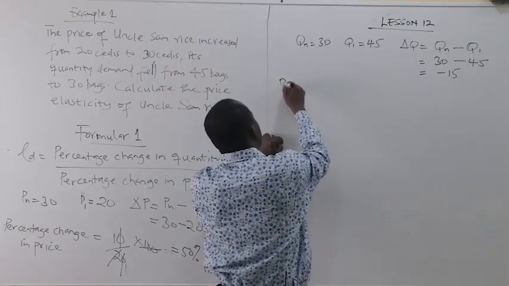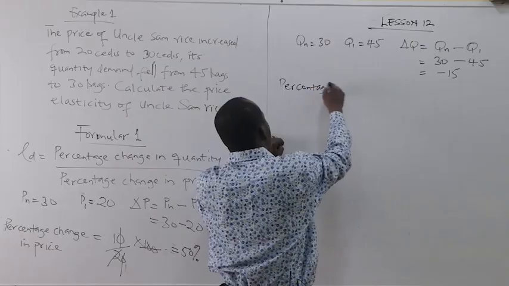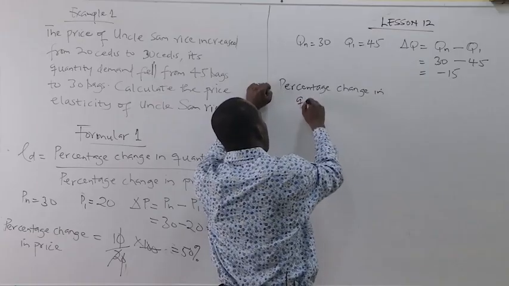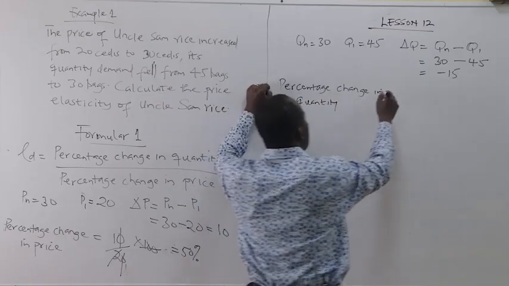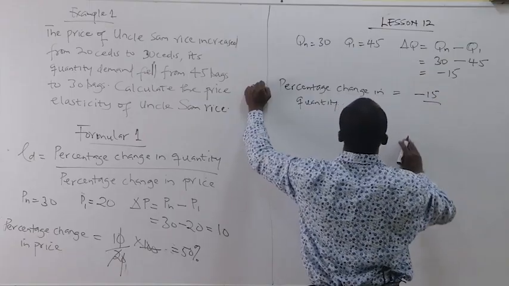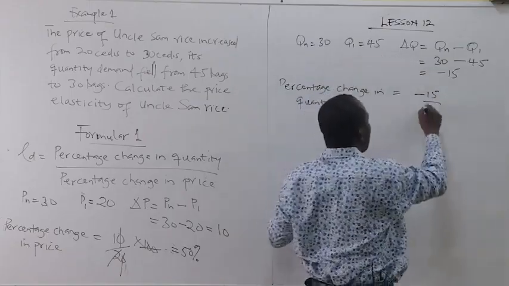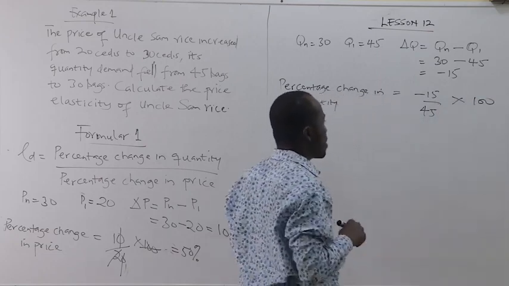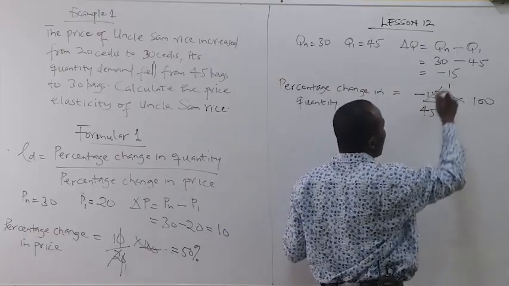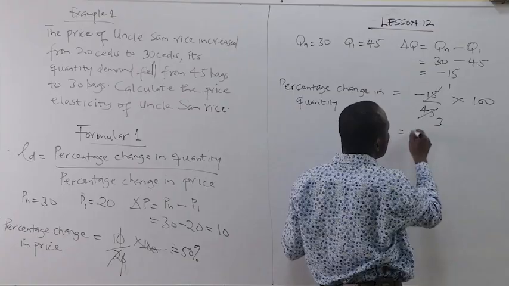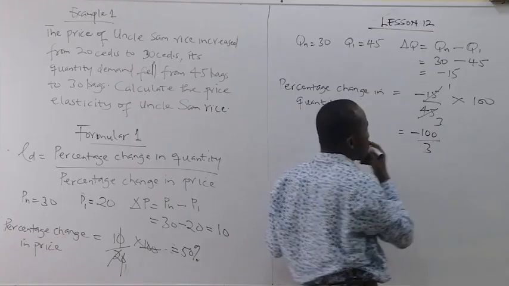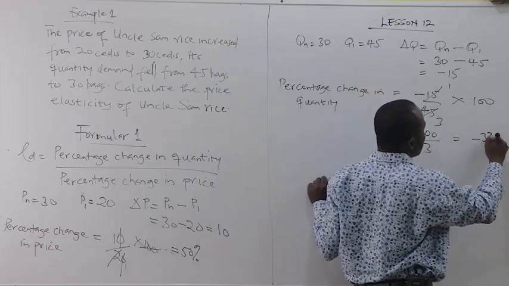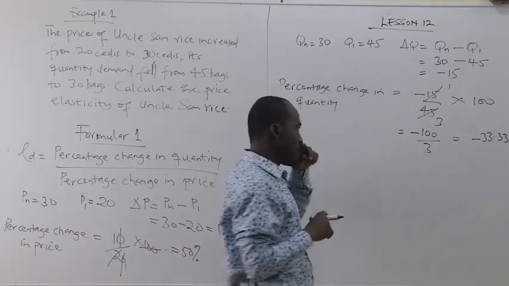What is the percentage change in quantity? That's going to be negative 15 divided by the initial quantity, which is 45, times 100. Right? So 15 goes into 15 once. 15 goes into 45 three times. We're going to have negative 100 times 1 over 3. What are we going to get? We're going to get something like negative 33.333.